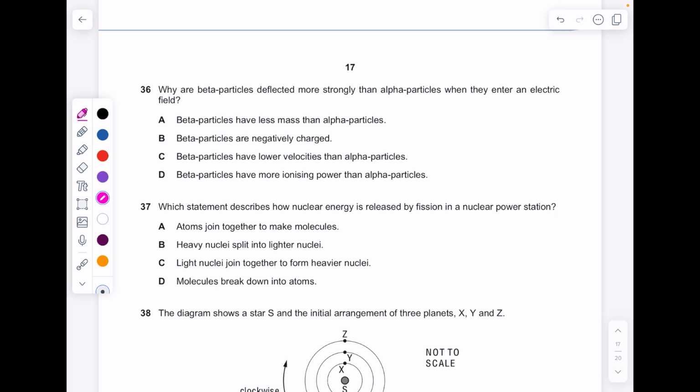Why are beta particles deflected more strongly than alpha particles when they enter an electric field? Remember, beta particles are fast-moving electrons which have a very small mass of around 1 divided by 2,000. So they're much lighter than alpha particles. They have much less mass. So the answer here is A. It's not because they're negatively charged. They've only got a 1- charge versus the +2 charge of alpha.